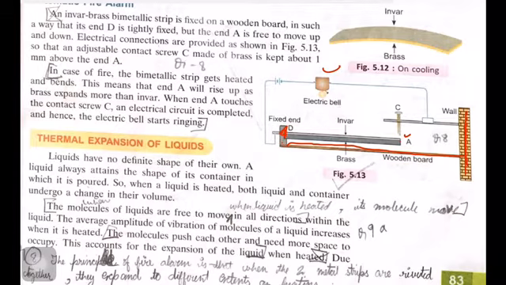When there will be a fire, what will happen? This bimetallic strip will increase in size because it will expand due to the absorption of heat, and it will become curved instead of this, and it will touch this C point. So when it will touch the C point, the circuit will be complete, and then the electric bell will start ringing. This is how it is going to work during the fire.